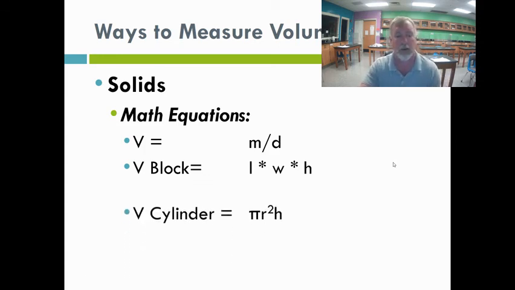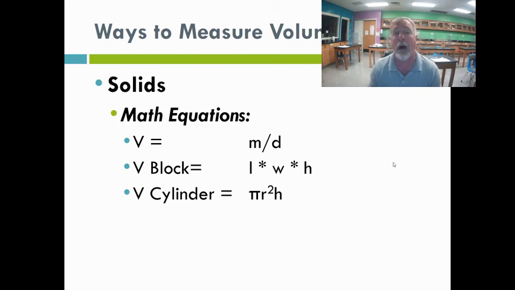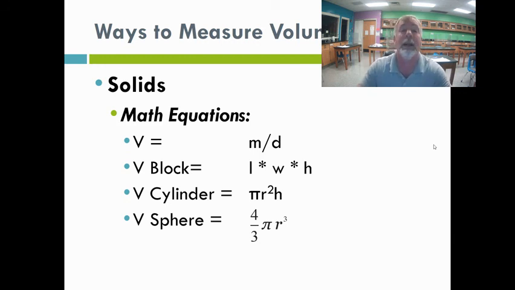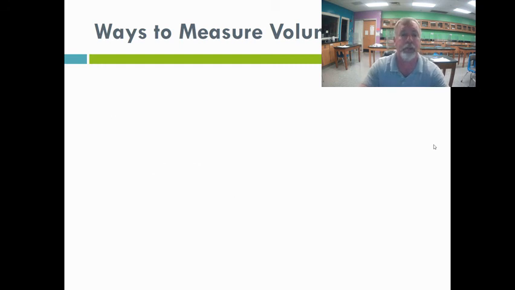Blocks are easy. Volume of a cylinder, pi r squared h. Hopefully your calculator has pi on it. R is our radius, so we can measure the radius of our cylinder, and h is the height of our cylinder. If we have something like a sphere, like a marble, it's 4/3 pi r cubed, r again being the radius of our sphere. So if our solid has a well-defined shape, we can just calculate it mathematically. We don't need to use a graduated cylinder or anything to measure it. We can just take a ruler, measure the sides, and we're done.